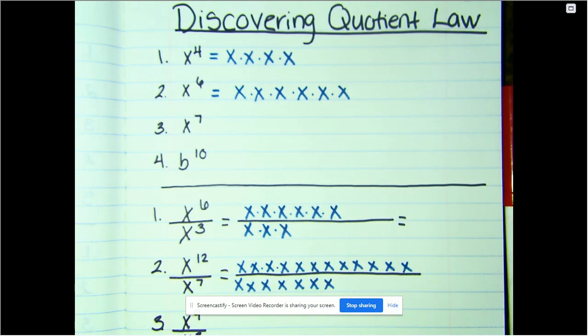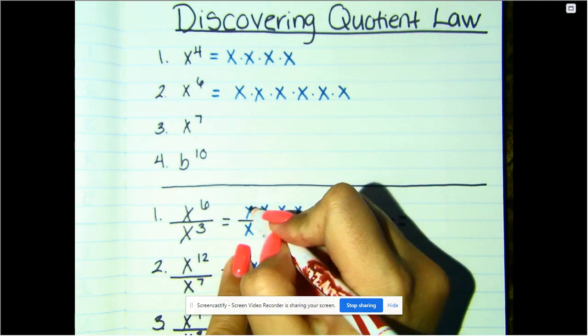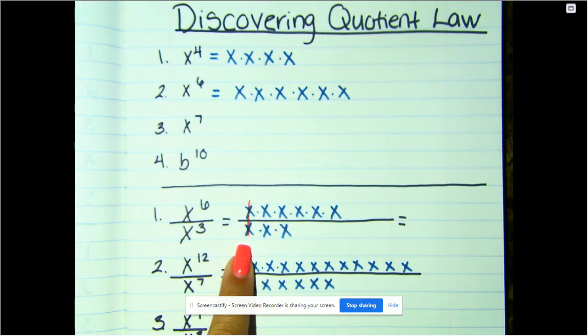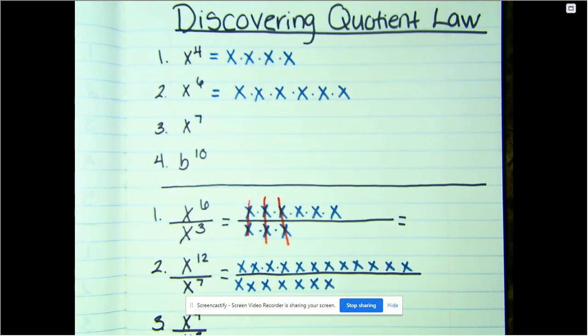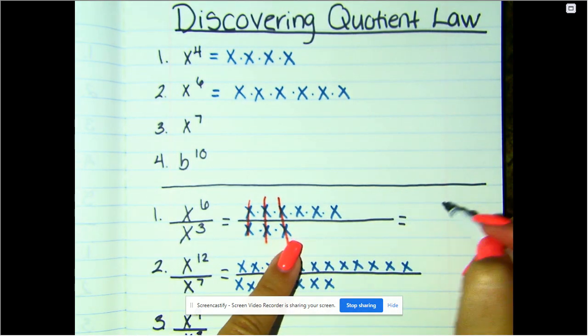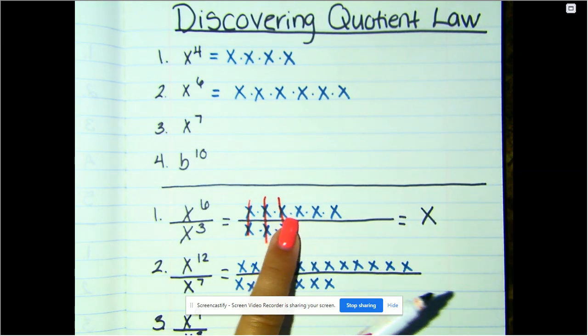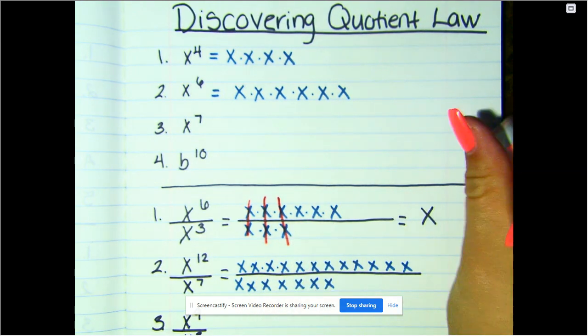And then on the reflection piece, it's asking you to cancel, or we're going to divide our like terms. So an x over an x cancels to 1. x over x, x over x. Okay, so then the last and final step is just counting how many x's we have left. We have x to the 1, 2, 3, third power left.